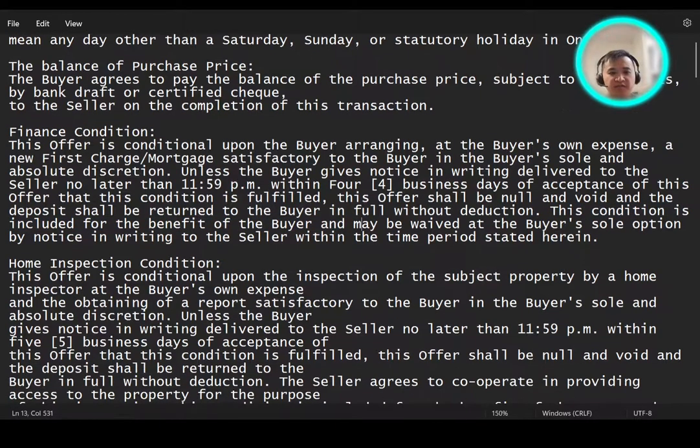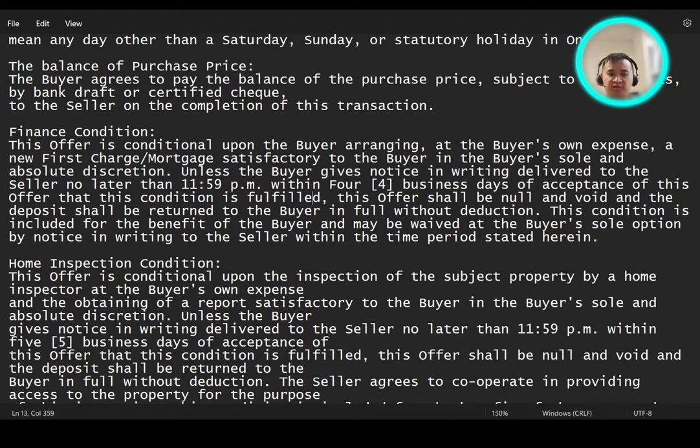So let me read the finance condition here, and let's try to understand what happens with the deposit and everything. So this offer is conditional upon the buyer arranging, at the buyer's own expense, a new first charge or mortgage satisfactory to the buyer in the buyer's sole and absolute discretion. So unless the buyer gives notice in writing, delivered to the seller no later than 11:59 p.m. within 4 business days of acceptance of this offer, that this condition is fulfilled, this offer shall be null and void, and the deposit shall be returned to the buyer in full without deduction.